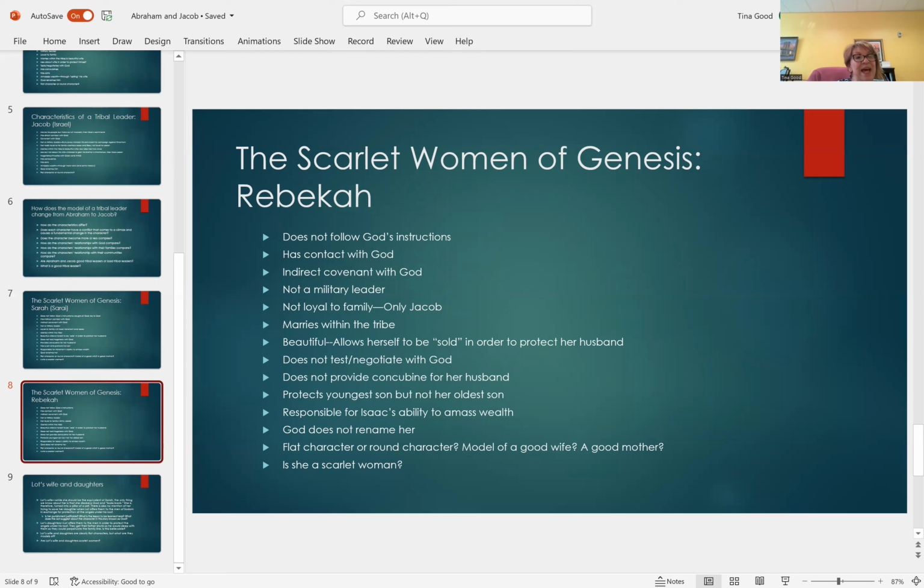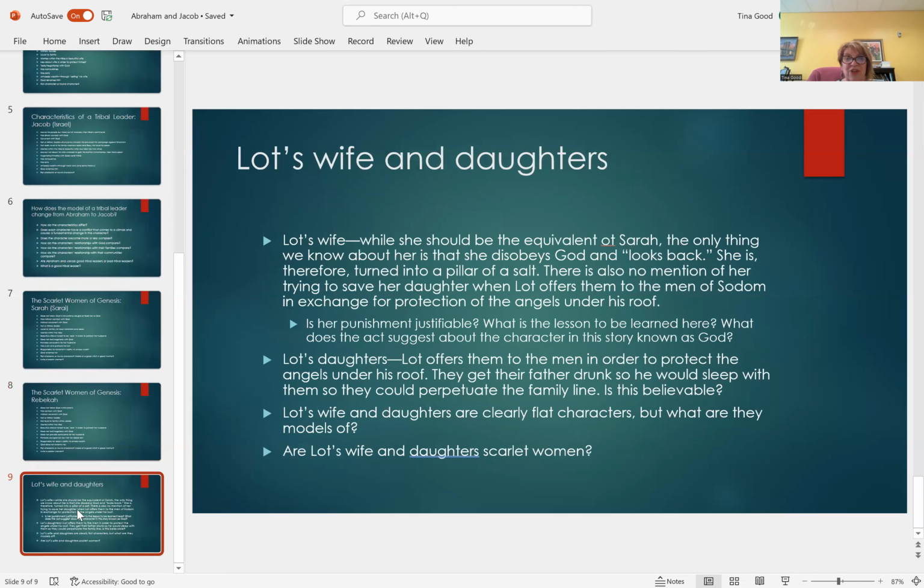And then finally, we have to touch on Lot's wife and daughters, though we don't know a lot about them. But Lot's wife really should be the equivalent of Sarah. Remember, they split up the tribes. Abraham's went one way, Lot's went the other. So Lot's wife really should be the equivalent to Sarah. And yet we don't know very much about Lot's wife at all, only that she disobeys God and looks back as Sodom and Gomorrah are blowing up behind her, and consequently is turned into a pillar of salt, right?